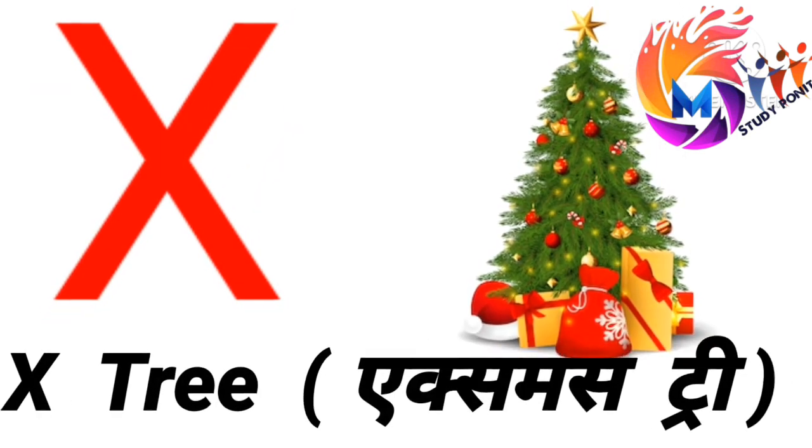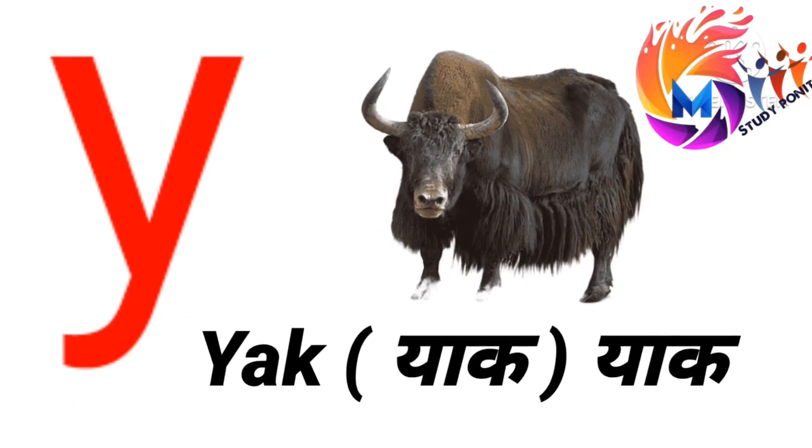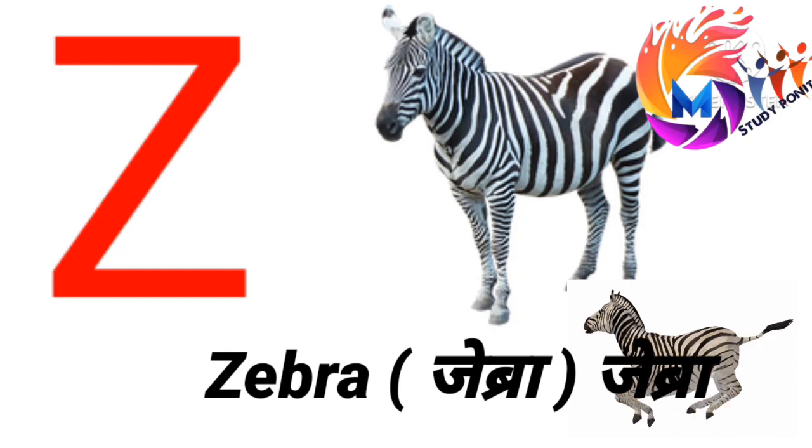X for Xmas tree, Christmas का पेड़. Y for yak, yak means yak. Z for zebra, zebra means डलियाई घोड़ा.